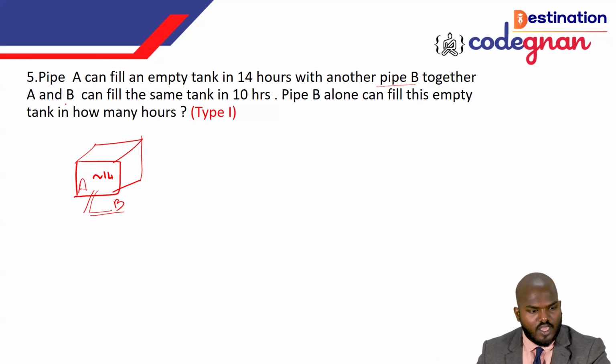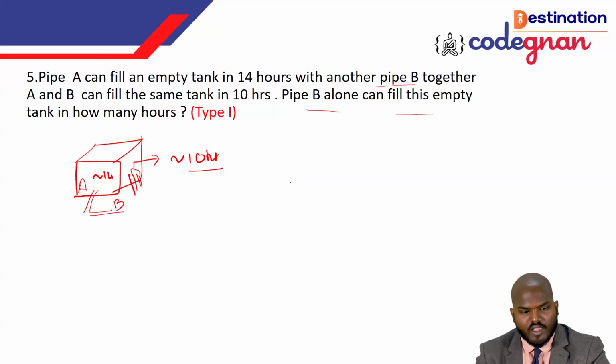If A and B combine, it will take only 10 hours. Then how long will B alone take? How can this be possible? That is what they have given in the question, and you can work it out here.